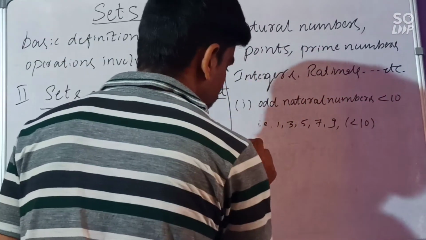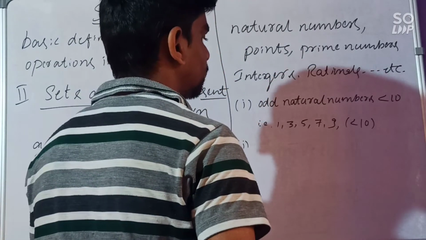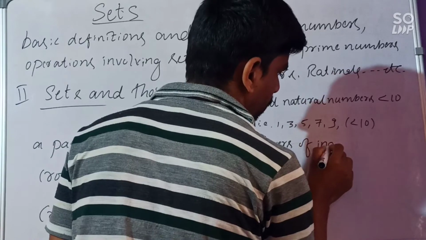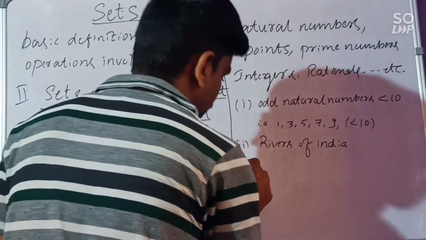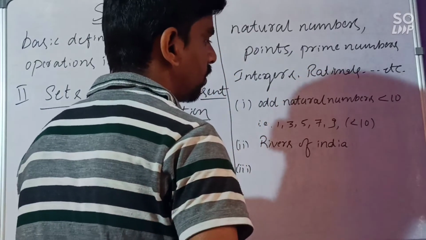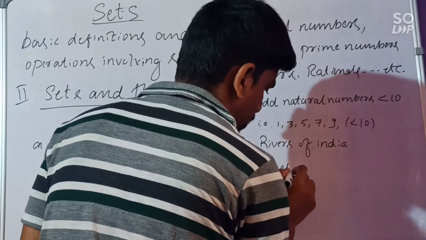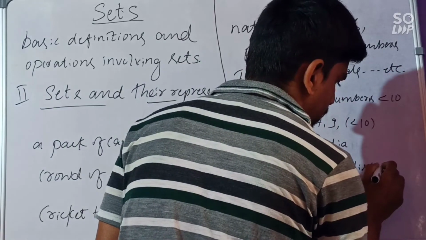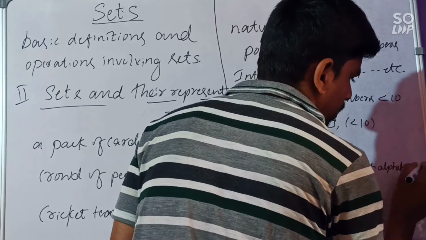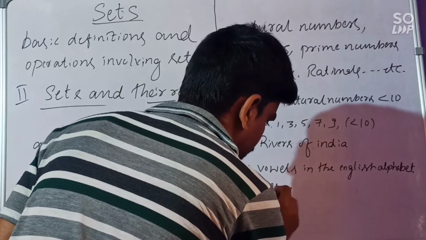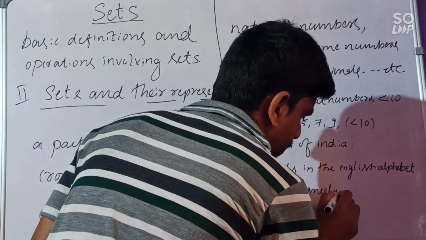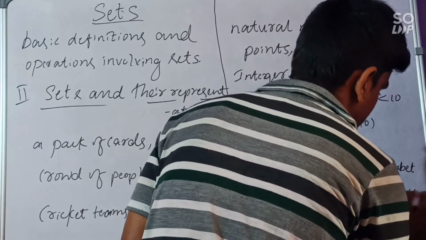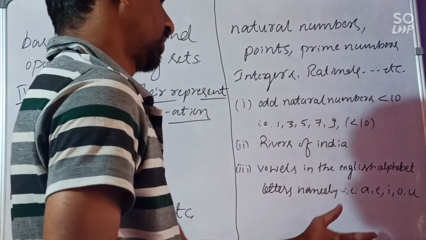Next one, the rivers of India. Next, vowels in the English alphabet, namely A, E, I, O, U. These are the vowels.